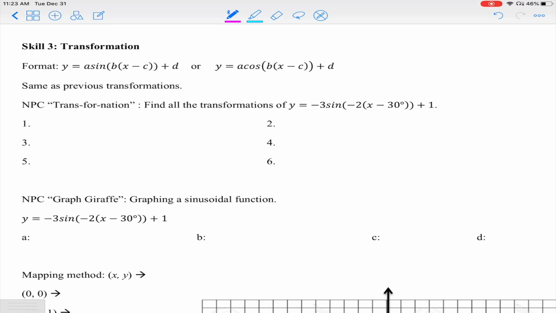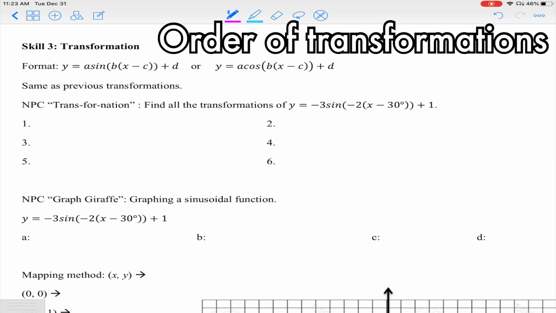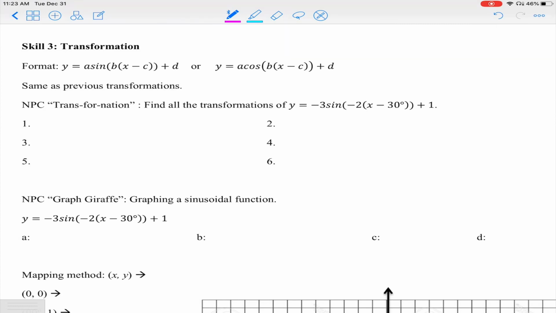Whenever you hear transformations, it's pretty much the same as the transformations that you dealt with before with different functions. For example, remember the A, B, C, and D with vertical, horizontal, and vertical effects. So let's take a look at this.